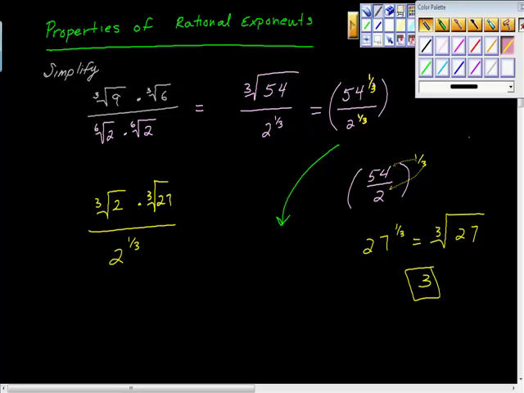And of course the cube root of 27 is what? Yeah, it's 3, right? Why is it 3? Because cube root means what number times itself 3 times, and 3 times 3 times 3 is 27. So the numerical solution for this is 3.